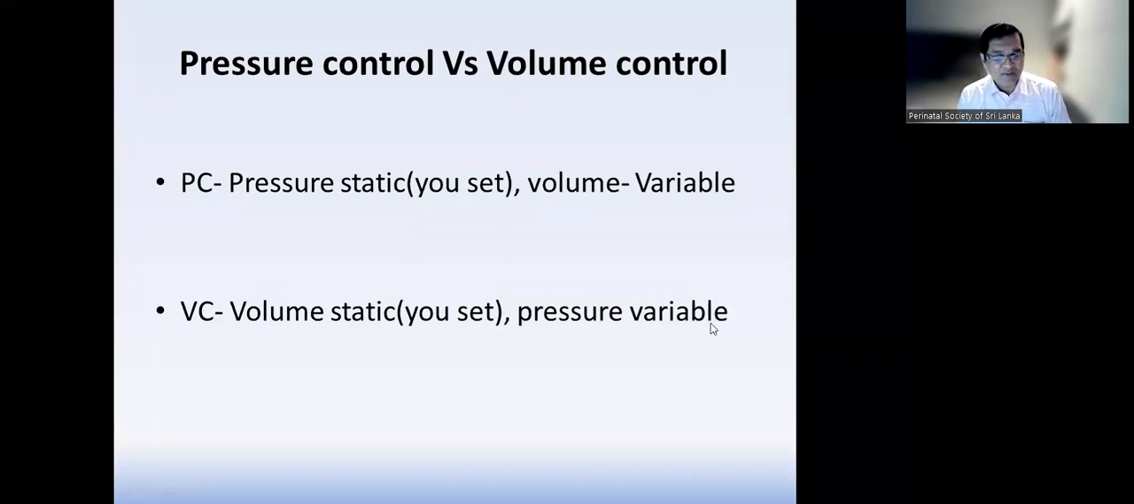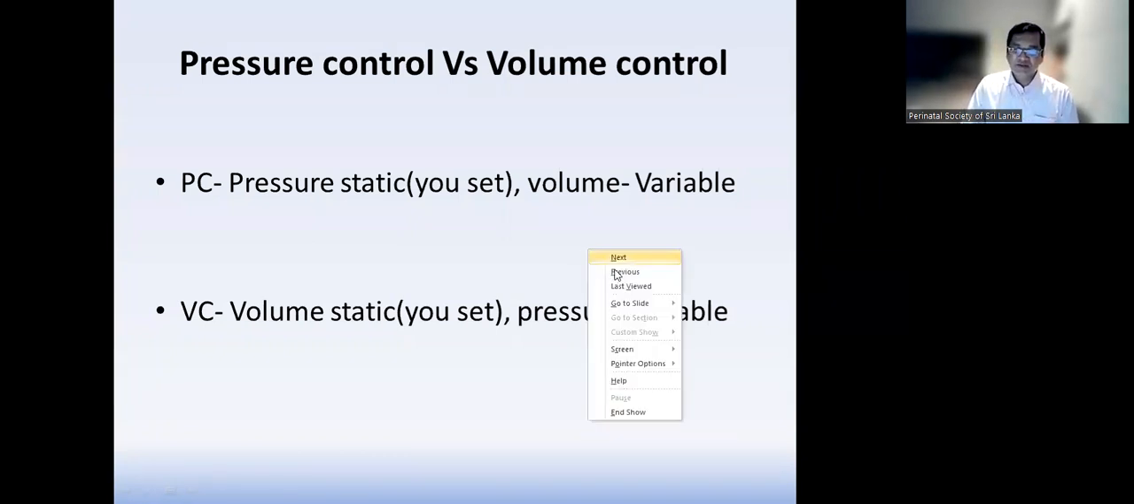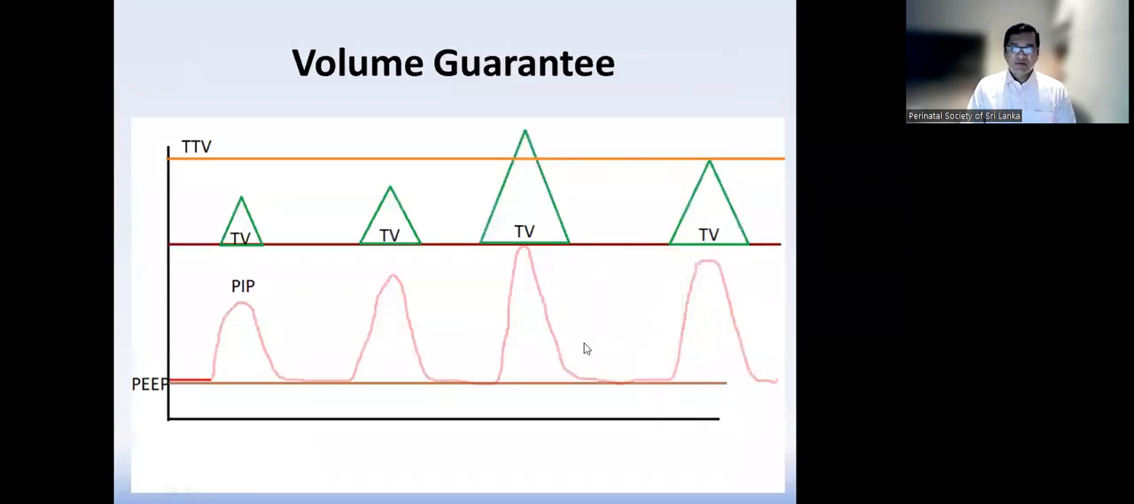But what happens to pressure? The pressure becomes variable. So the machine will do the job that you have asked the machine to do, deliver the set volume at the expense of the pressure. So we have no control of the pressure. So you can't ask the machine to control the pressure also, but you can control the pressure in a different way. I'll come to that. So pressure will be variable, but the machine will deliver the target tidal volume which has been asked by the operator. So that's the difference.